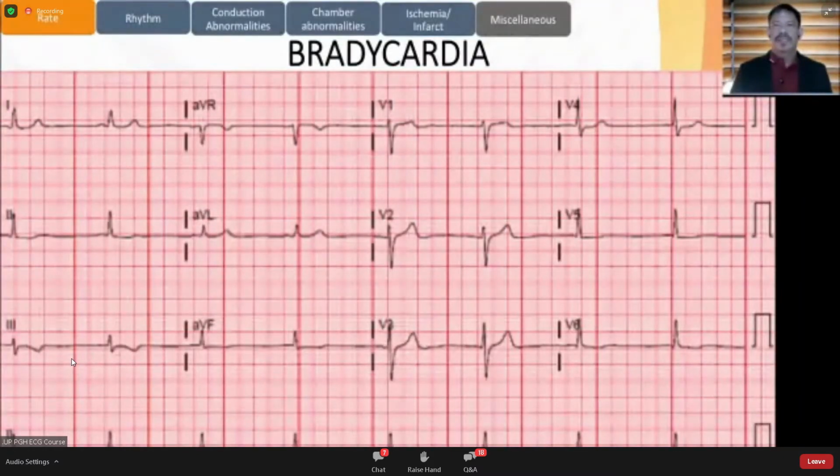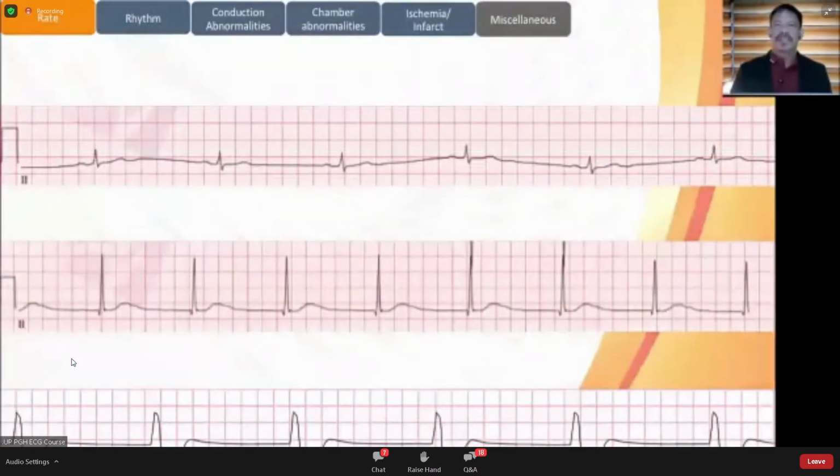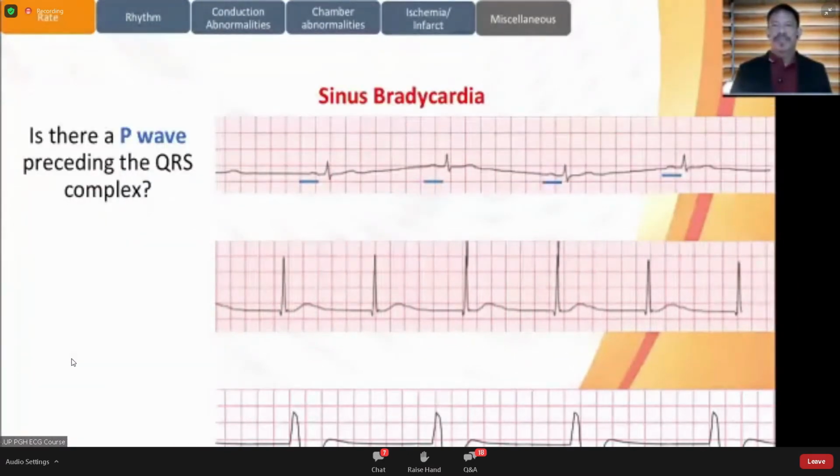This is how an ECG with slow rate looks like. These different tracings at long lead 2 show sinus bradycardia, junctional, and idioventricular rhythm. How do we differentiate now? The first step is to check if there is a P wave preceding every QRS and assess if they look the same and upright in lead 2. If the answer is yes, consider sinus bradycardia.